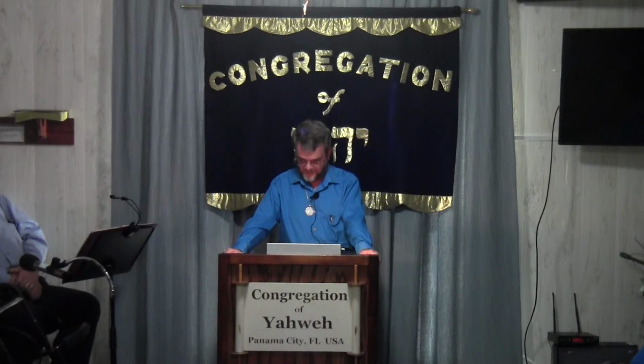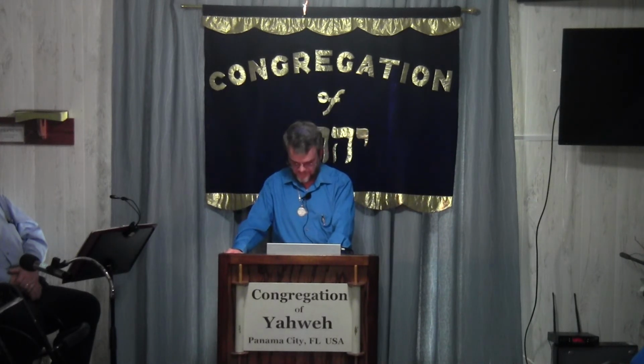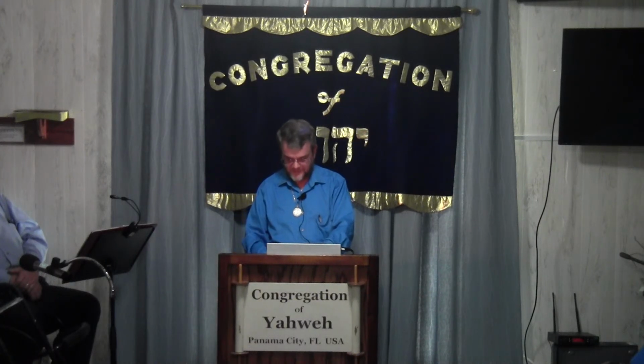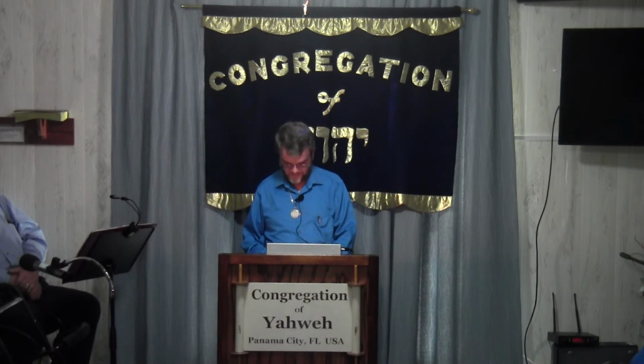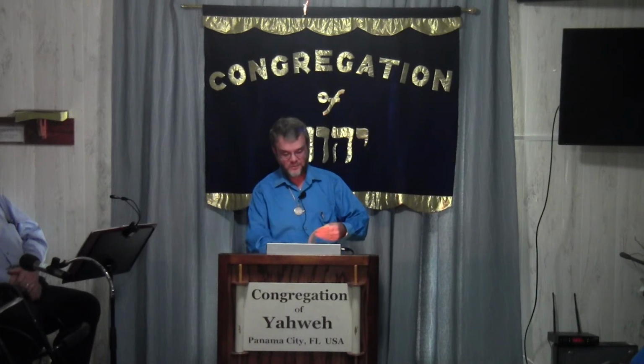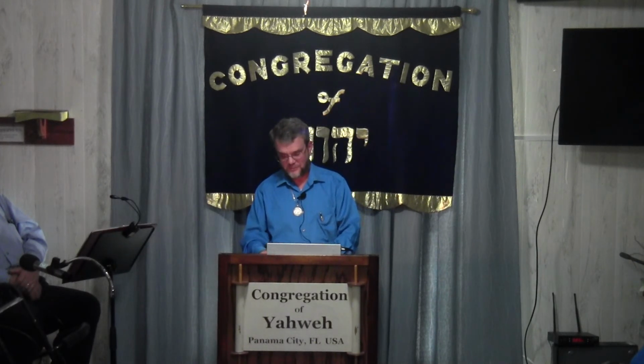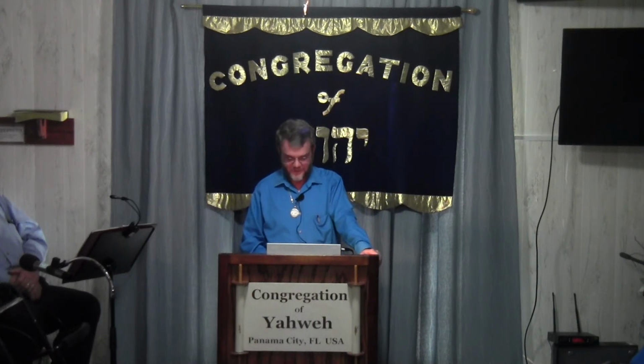Sihon, king of the Amorites, for his mercy endures forever. And Og, the king of Bashan, for his mercy endures forever. And gave their land for an inheritance, an inheritance to Yisrael, his servant, for his mercy endures forever. Who remembers us in our low estate, and has redeemed us from our enemies, for his mercy endures forever. Who gives food to all flesh, for his mercy endures forever. Oh, give thanks to the God of heaven, for his mercy endures forever.